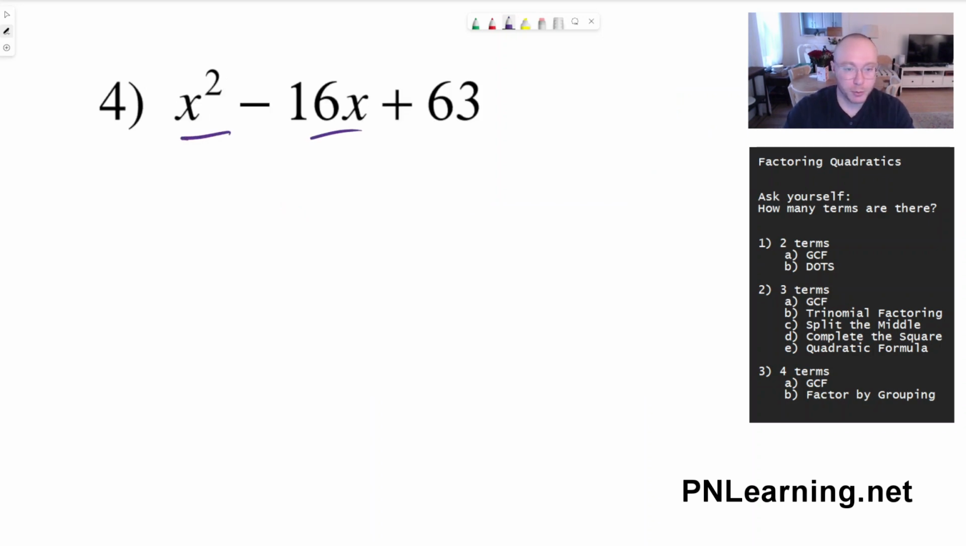Again, we have 3 terms. We have a equal to 1, so we're going to try to do trinomial factoring. In this case, we have a positive number, 63, so we're going to go ahead and factor that. And 63 probably has a bunch of factors.